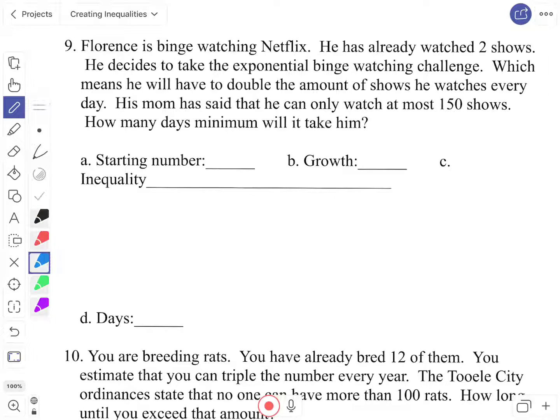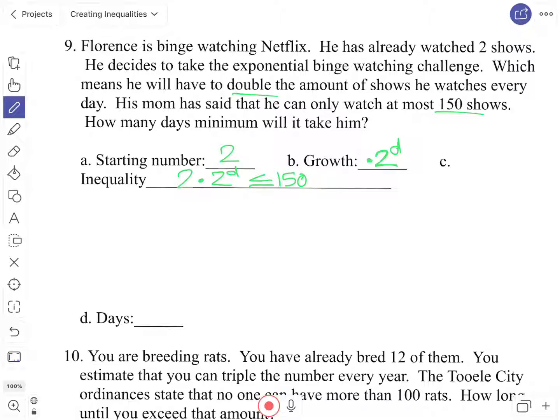All right. So number 9, Florence is binge watching Netflix. He's already watched 2 shows. He decides to take the exponential binge watching challenge, which means he will have to double the amount he watches. So growth times him by 2 per day. So exponential, starting number would be 2. So our inequality: 2 times 2 to the d. His mom said he can only watch at most 150 shows, so he's got to watch less than or equal to that. How many days minimum will it take him?